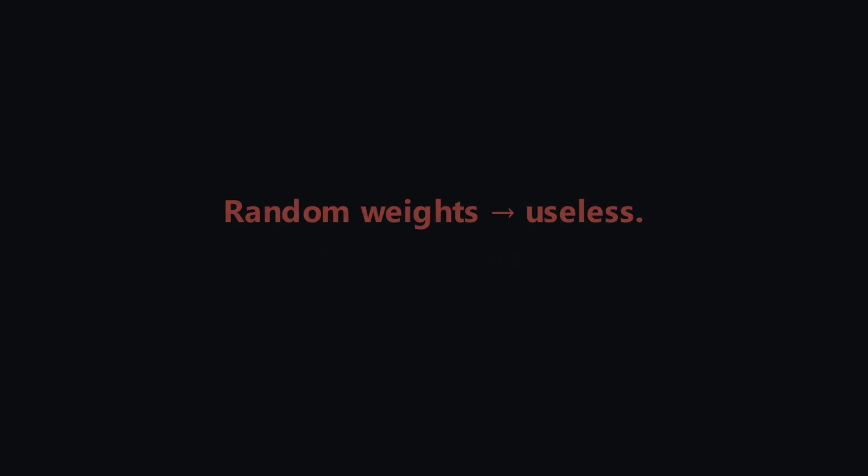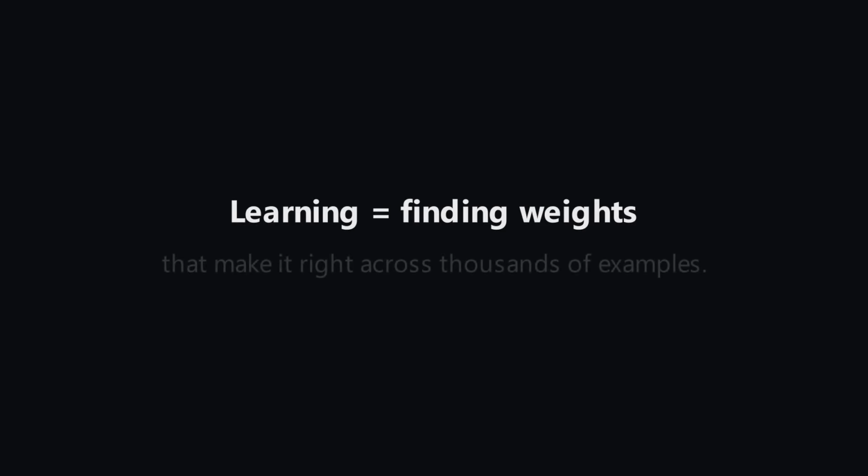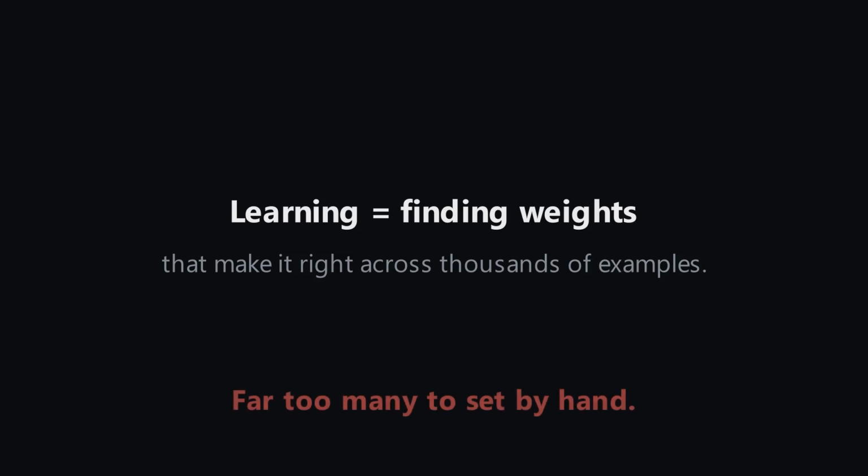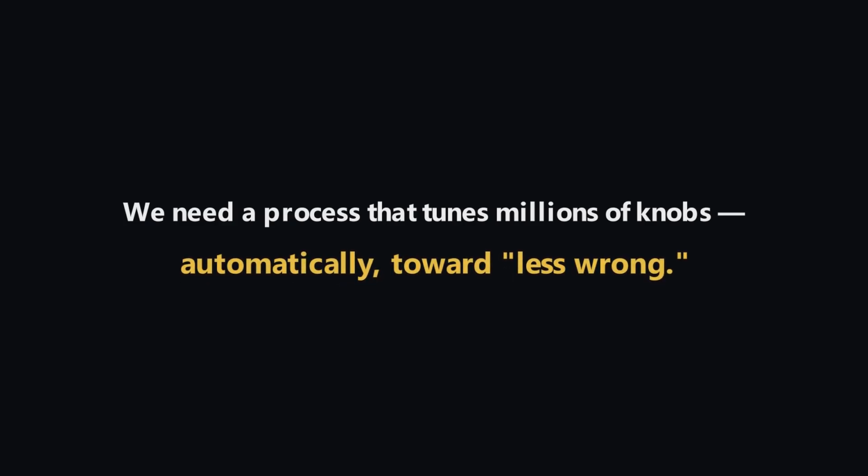So here's the real question. A network like this can have tens of thousands of weights. The big ones, billions. Set them at random, and the network is useless. Shown a 3, it might blurt out a confident 8. Learning means finding values for all those weights that make the network right, across thousands of examples at once. You can't possibly set them by hand. There are far too many, and they interact in tangled ways. We need a process that tunes millions of knobs automatically toward less wrong. That is the heart of the whole thing.